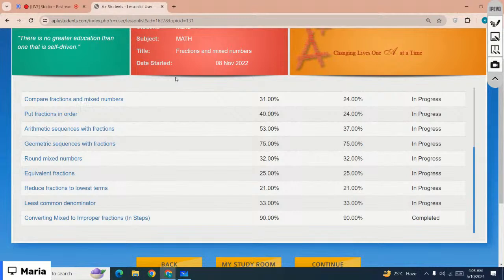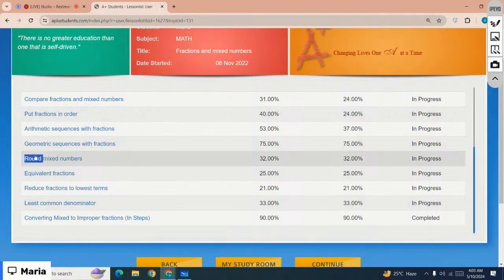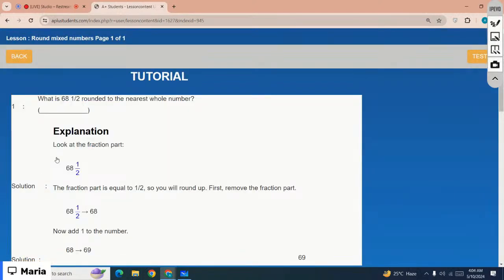Okay, here I'm on grade 5 math. The chapter we are on right now is fractions and mixed numbers. Let's just start with the lesson that is round mixed numbers. Okay, what is 68 whole 1 over 2 rounded to the nearest whole number, right?